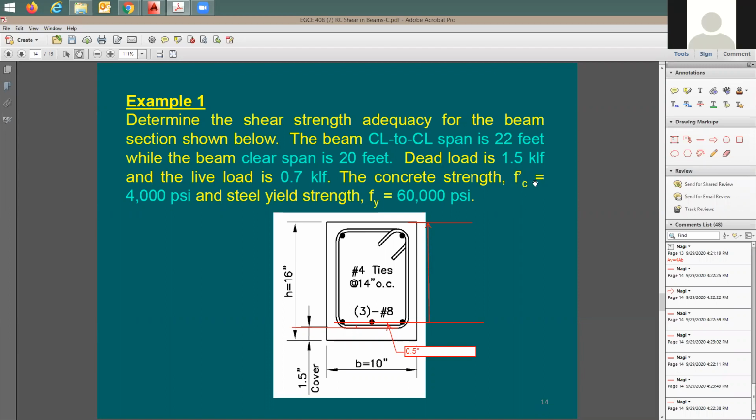The concrete strength here was given as 4,000 psi, and of course I need it because of the shear strength. The steel yield strength is going to be 60 ksi, and of course this is for the ties and the longitudinal rebars. It says here determine the shear strength adequacy. What does it mean by that?